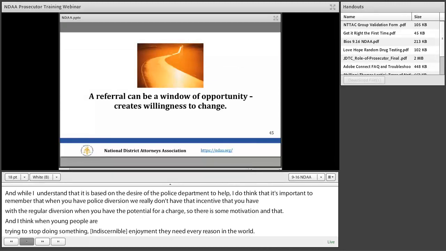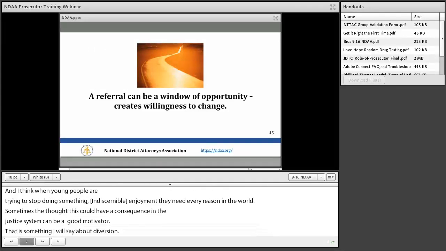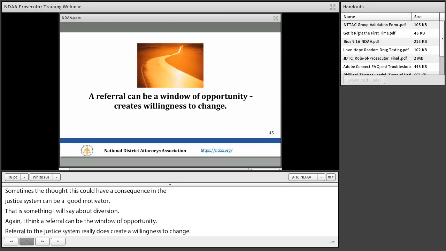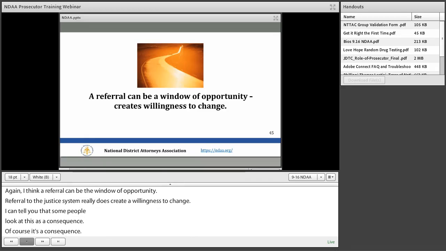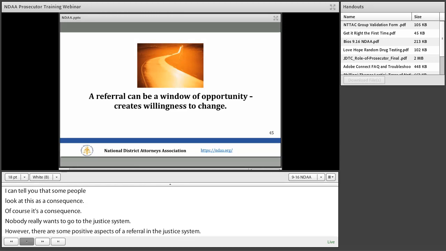And again, I think a referral can be the window of opportunity. A referral to the justice system really does create a willingness to change. And I can tell you that some people look at this as a consequence, and of course it's a consequence. Nobody really wants to go to the justice system. However, there are some positive aspects of a referral to the justice system, and that is it creates that willingness, and willingness is key to changing things.